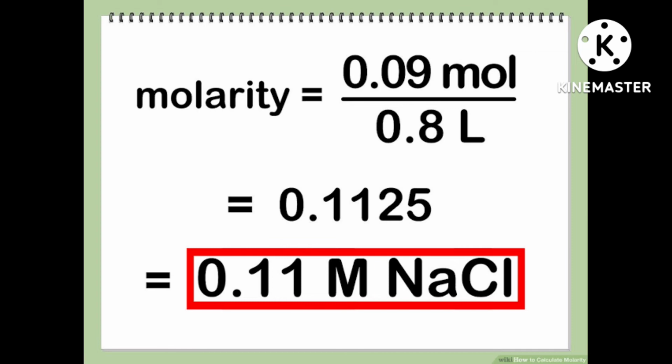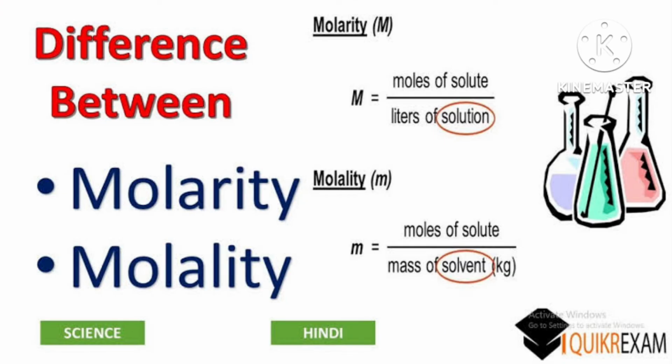Its calculation is again the same way I have discussed now. If solute is in gram, convert it into its mole. How many moles are there? Weight divided by molecular mass is equal to mole. Then that gram is converted into mole, then how many moles are present per kg, that is the molality. Molality can be calculated.